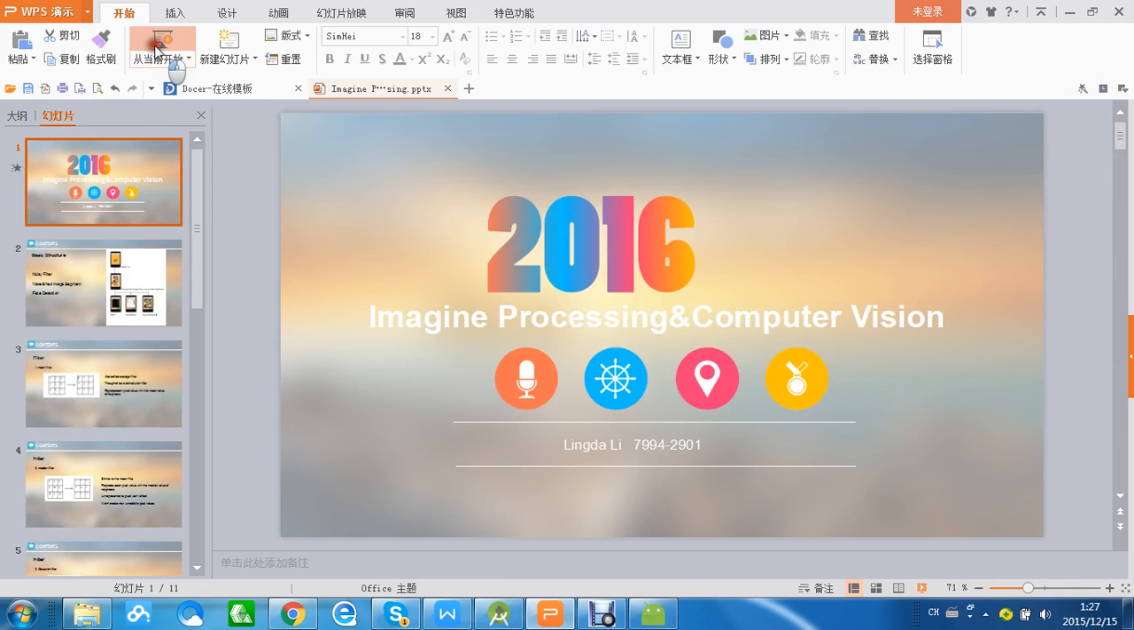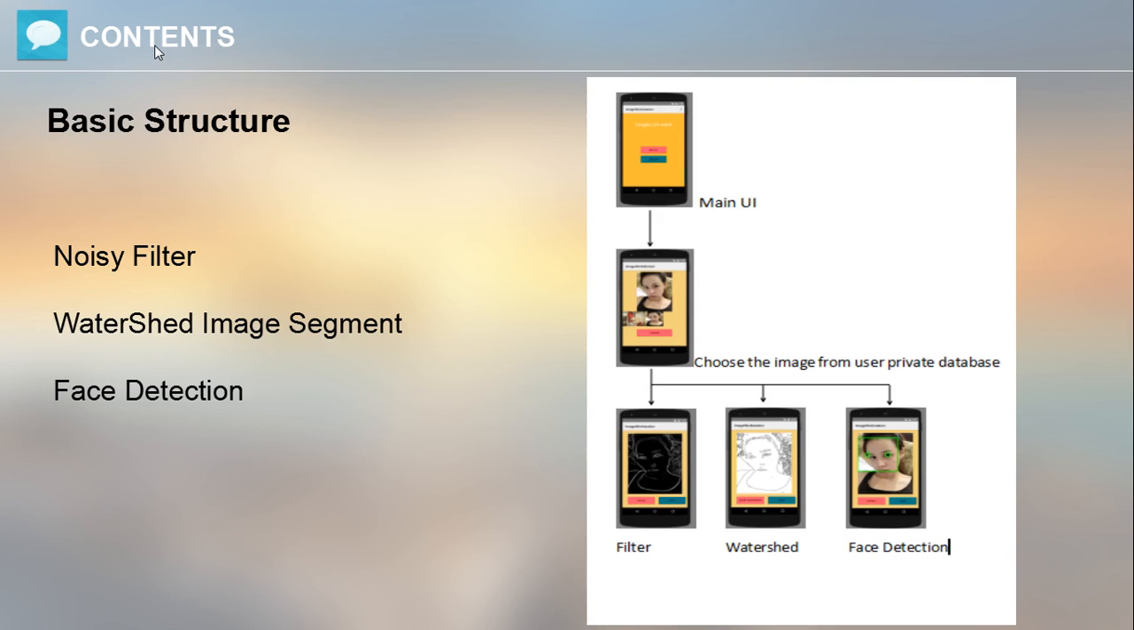Here is the PowerPoint, and we already saw that there are three basic functions, which are noise filter, watershed image segment, and face detection. And here's the basic structure of this app. It has a main UI, and here is the database. You can choose the image from the user's private database, and you can do three operations: filter, watershed, and face detection.